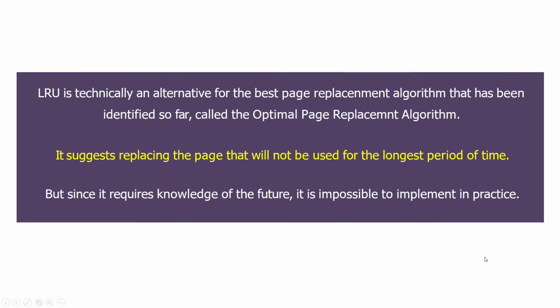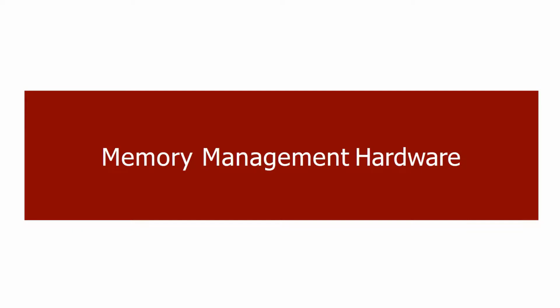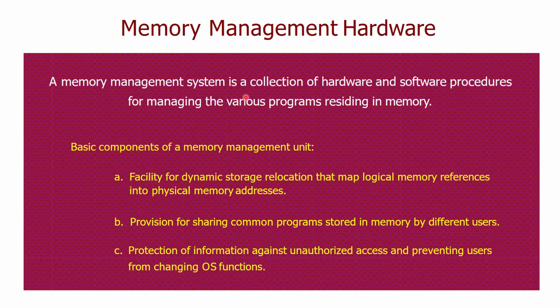Moving ahead. So now, memory management hardware. A memory management system is a collection of hardware and software procedures for managing the various programs residing in memory. Basic components of the memory management unit is the facility for dynamic storage relocation that maps logical memory references into physical memory addresses. Obviously we need to map these two. Provision for sharing the common programs stored in memory by different users. Protection of the information against unauthorized access, obviously then the security also comes in.